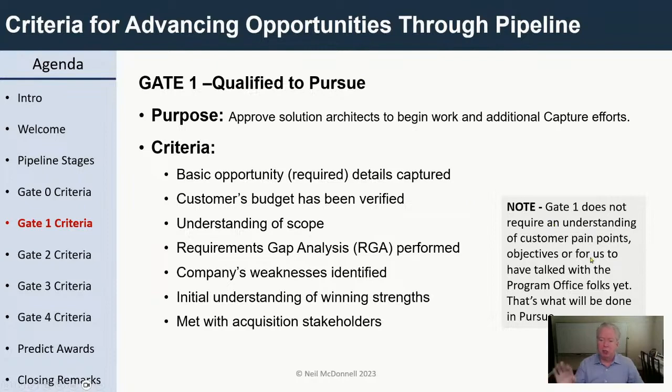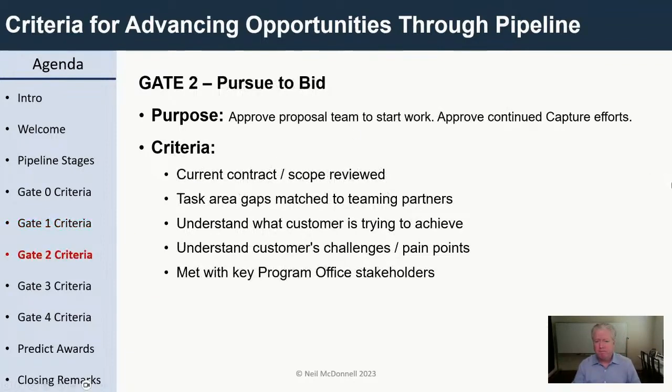One thing I put over here as a note is gate 1 isn't about understanding the pain points, et cetera. That's forward, because that's when we talk to the program office. So gate 2, right? So now we're in pursue. We're going to go to bid. If I approve you to go from pursue to bid, what I'm doing is I'm approving the proposal team to start getting involved. They weren't involved before. They're not involved until we move an opportunity into bid, right?